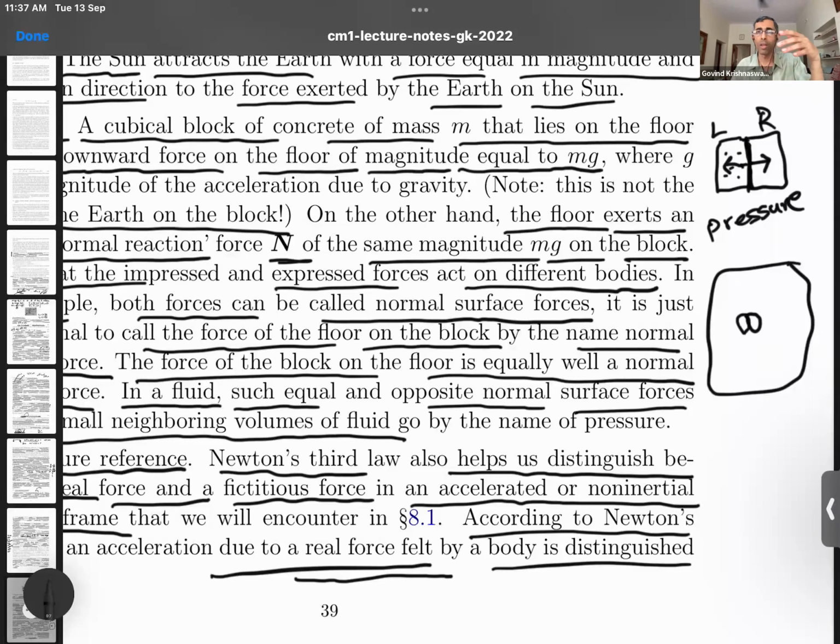Because in a non-inertial frame, both are present. You will have some real forces present. You will have some fictitious forces present. The real forces will have reactions. The fictitious forces will not. Okay, so that is the distinction.